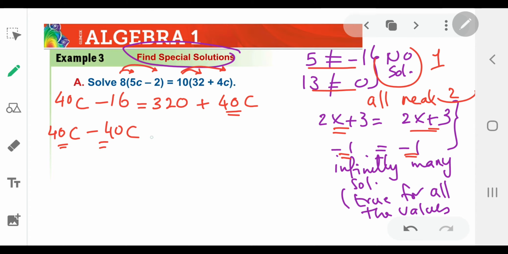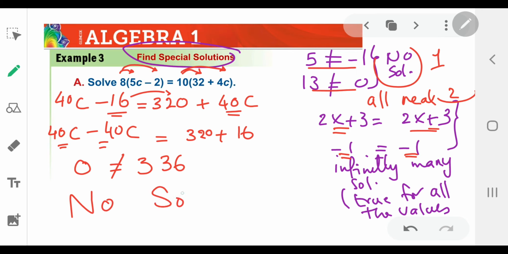You might observe now that 40c minus 40c will be 0, and I'm dragging the 16 to the other side with a positive sign. So 40c minus 40c is 0. 320 plus 16 is 336. Those two sides will never be equal. So the solution here is no solution. It means there is no real number that would replace c to make this equation true.